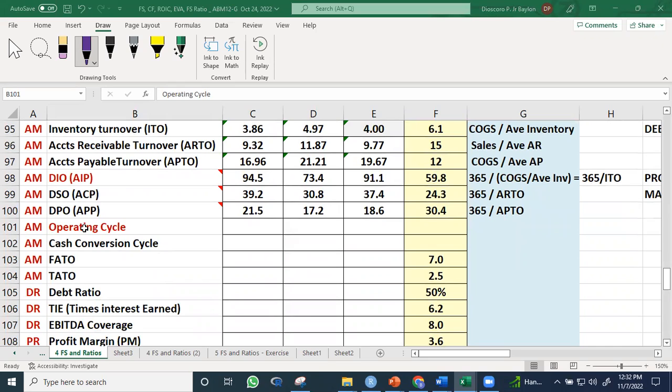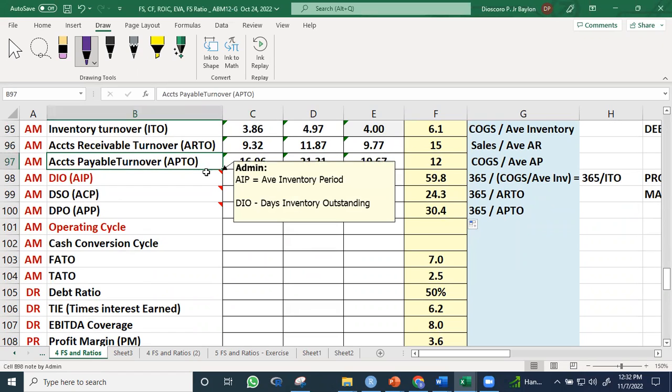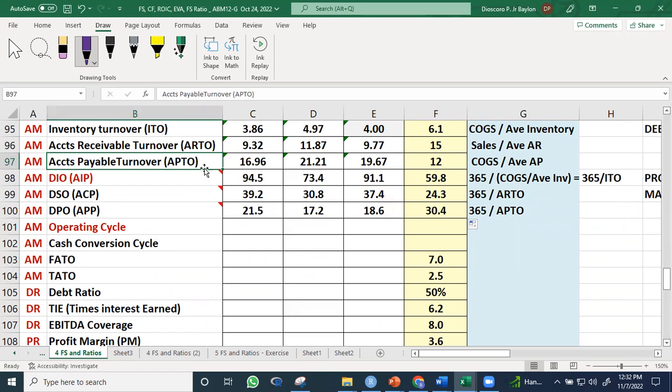Okay, sige. Thank you, Jeremy. Question daw ng relation ng APTO at saka DPO. Okay. Let's go back to DPO. Thank you for that question. I appreciate the question. APTO, ano mini-measure natin ito? Ilang beses sa isang taon? Tingnan natin guys, ano yung incident, ano yung event? Yung event, mangungutang, okay? On terms, yung raw material siguro, and then babayaran.